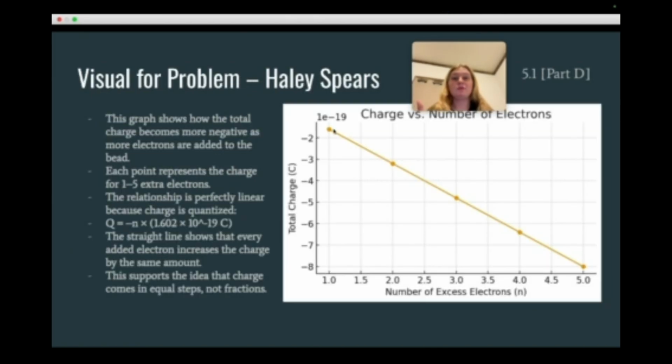And then this is my visual for my problem. I created a graph here. So this graph shows how the total charge becomes more negative as more electrons are added to the bead. And then the straight line here shows that every added electron increases the charge by the same amount, so it's a consistent graph as well. And this shows that charge comes in equal steps, not fractions.